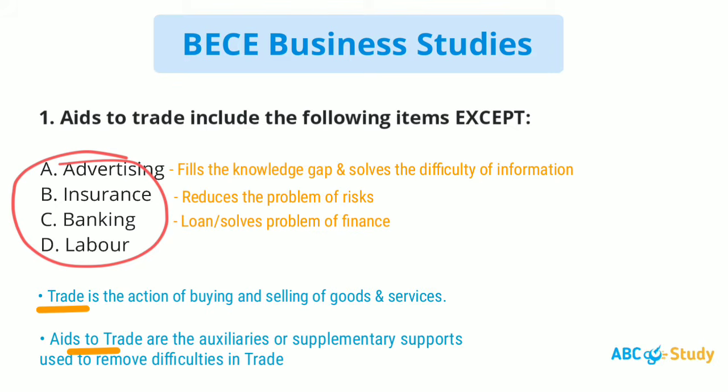Now, labor. If you look at this very well, you'll think labor should also be part of aids to trade. But I tell you no. Why? When I defined trade, I was talking about buying and selling. I was not talking about production of the good. You've produced it before you talk about trade at all. So aids to trade are those things that help you to trade those goods that you've actually made. So labor is not an example of aids to trade.